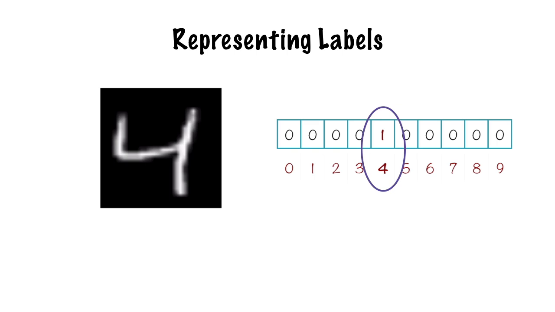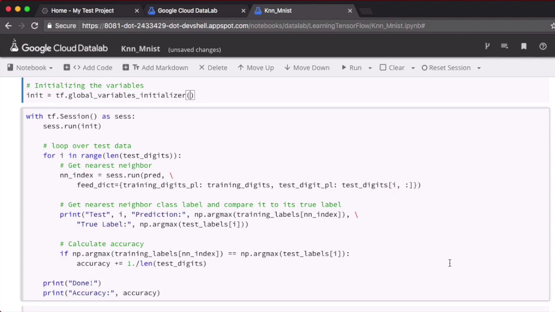Let's say this is the one hot notation that represents the digit 4. np.argmax will find the index in this vector which holds the maximum value, which in one hot notation is the index 4. The training labels will give you what label we predicted for that particular test image, and the test labels will give you what the true value of that label was. You can compare them to see how accurate this algorithm is.